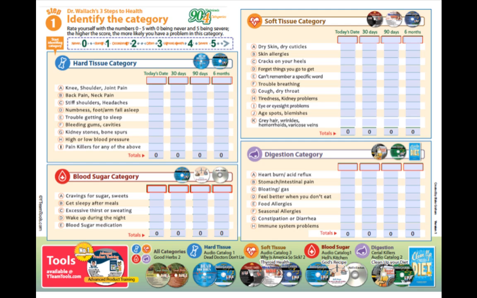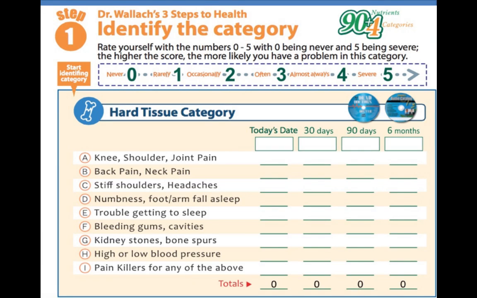Hard tissue. Remember, you're going to put your score there, but let's just say, by a show of hands, how many of you have ever had knee pain, shoulder pain, or joint pain? Put your hands up. Now, when the problem gets worse, we will see multiple symptoms in the same category, and the number increases. How many of the same people have ever had back pain or neck pain, or stiff shoulders or headaches, or numbness, your foot falls asleep, or your arm falls asleep? Have you ever been physically tired and have trouble getting to sleep?